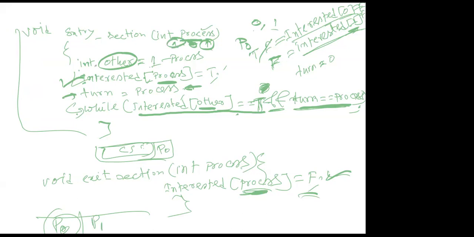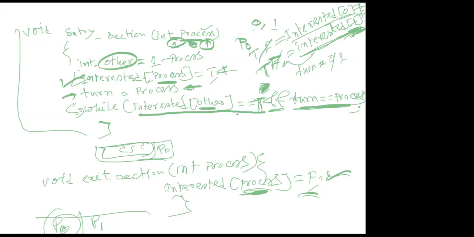So the interested process means interested 1 is T. I make it reversed because we don't have space here, so I write it on the left side. So interested 1 is made T in this line, and then it makes the turn value 1.